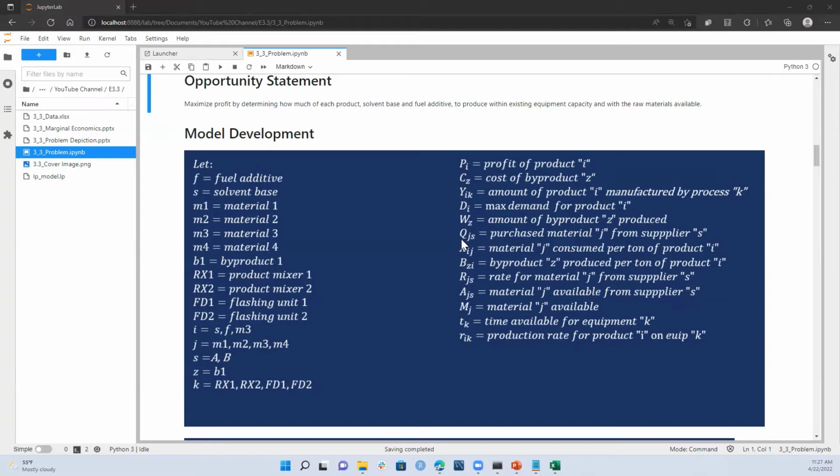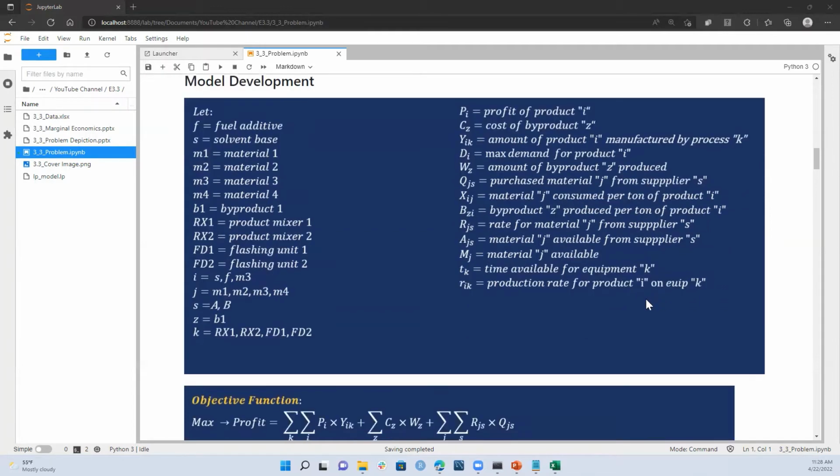We're going to let Q sub JS represent a decision variable that will be the purchased material J from supplier S. X sub IJ is going to be a variable or a coefficient representing the material J consumed per ton of product I produced. B sub ZI is going to be a coefficient representing the byproduct Z produced per ton of product I manufactured. R sub JS is going to be a variable representing the rate of material J or the price or cost of material J from supplier S. And we're going to let A sub JS represent the material J available from supplier S.